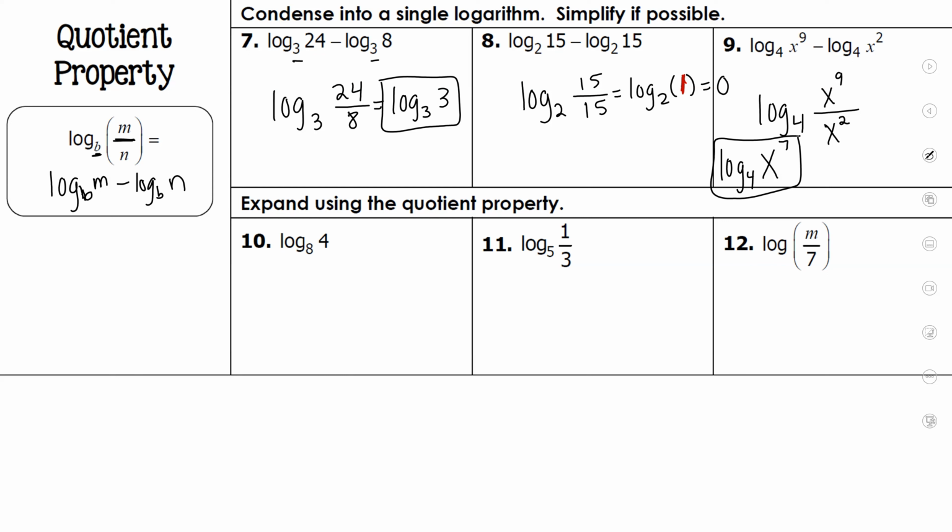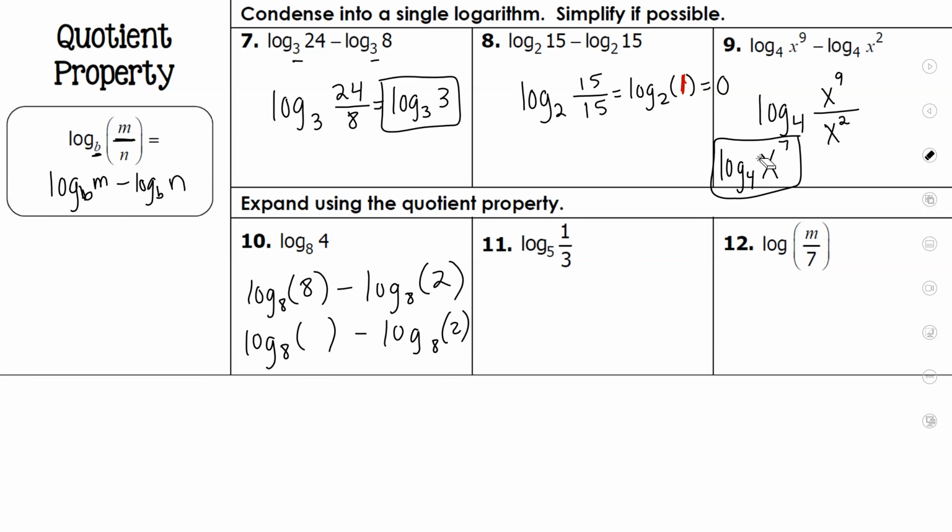Okay, now we're going to expand using the quotient property. So we're going to expand this, so it'll be log base 8 with something on the inside minus log base 8 with something on the inside. So guys, what number divided by another number would give you 4? 8 and 2, good. I heard some other people say things. What are some other options? You said 16 and 4. That also works. 16 divided by 4 will also give you 4. So guys, the answers might vary. I'm going to write that off to the side. Answers vary.